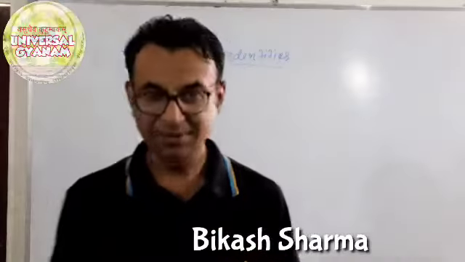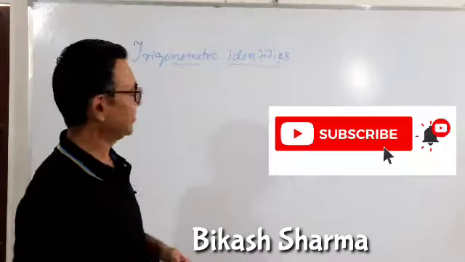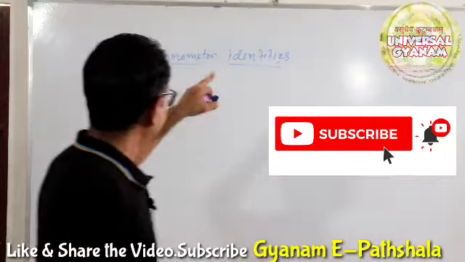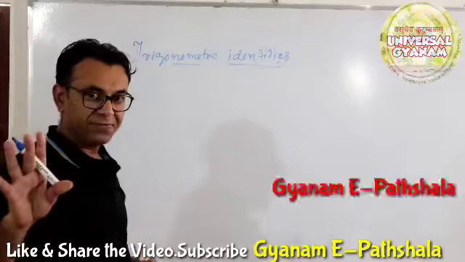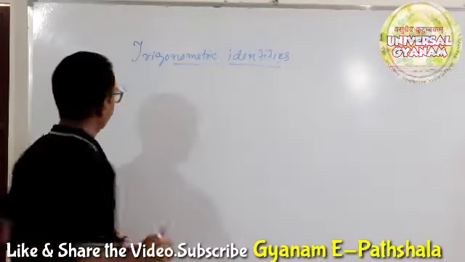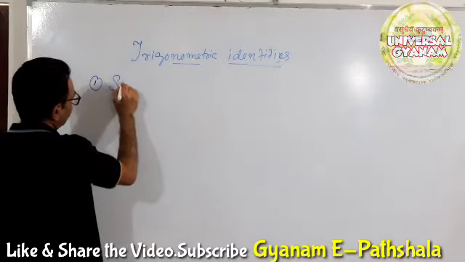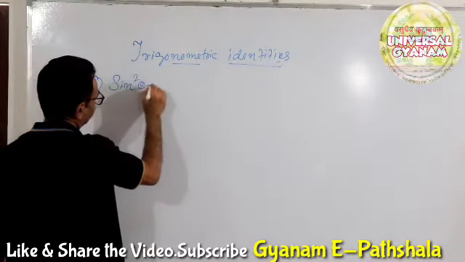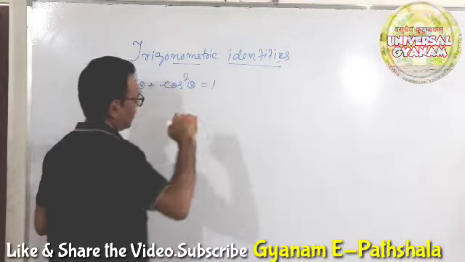Hi students, so we now come to the third aspect of trigonometry here, that's trigonometric identities. We have three basic trigonometric identities here. I write them down one by one. Number one is sine square theta plus cos square theta is equal to 1.